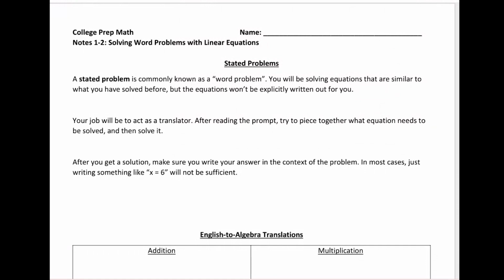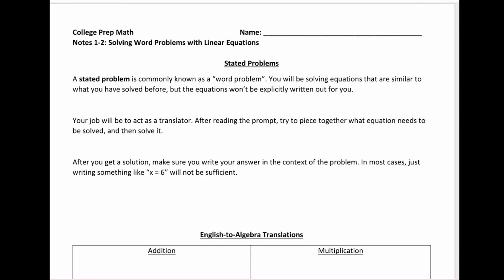Or if it's talking about gallons, you put gallons of water or whatever the context is. Usually just saying something like x equals 6 is good, but you're going to want a little bit more detail. Usually you can find what you're actually trying to solve for within the problem. It'll be worded in such a way that you can just rewrite the question that's being asked, and that's how you write your answer. But we'll get into all that.